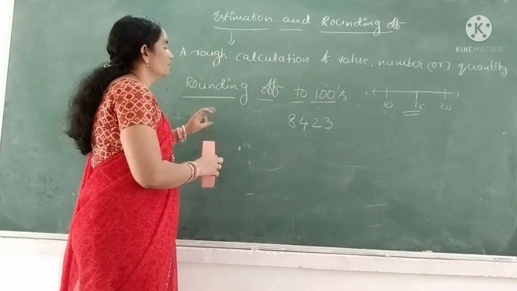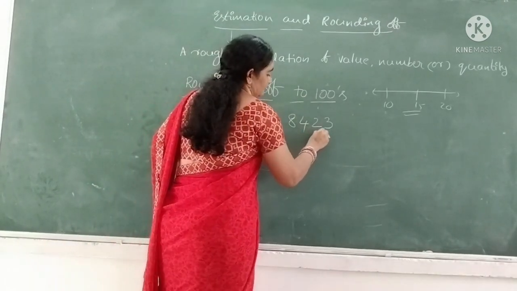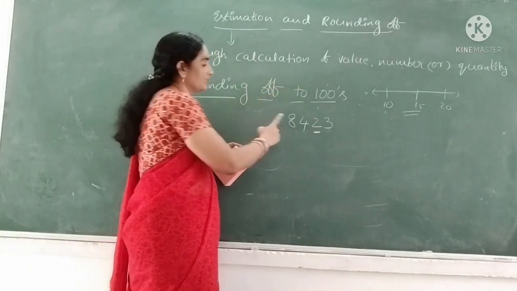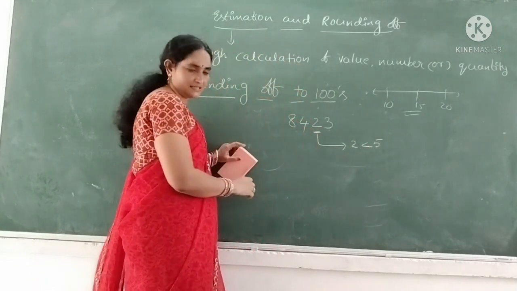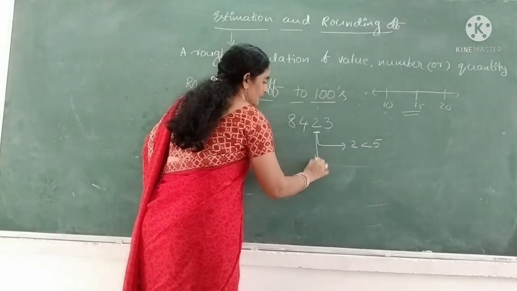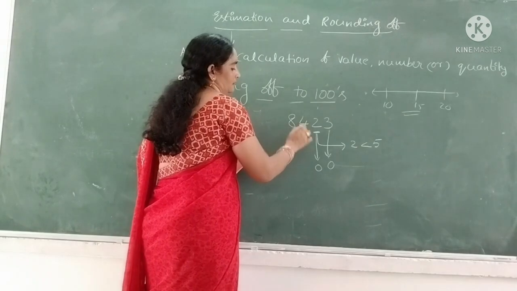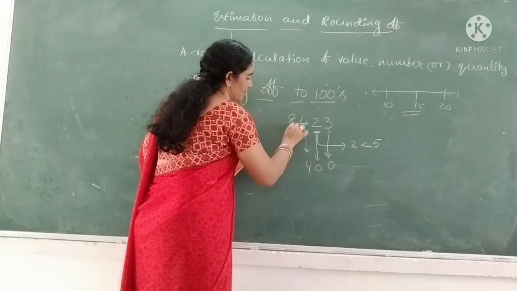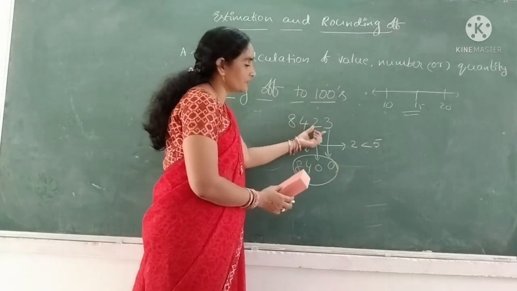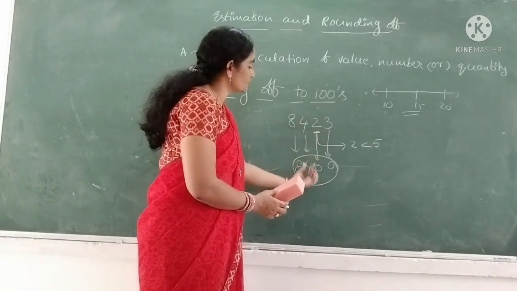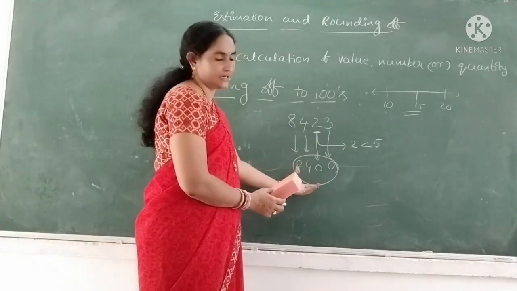8423. Now we round off this number to hundreds. Taking the 10th place, we observe 2 is less than 5. Then take zeros in the ones place and 10th place. The 100 place is the same, the 1000 place is the same. 8423 rounded to the nearest 100 is 8400.